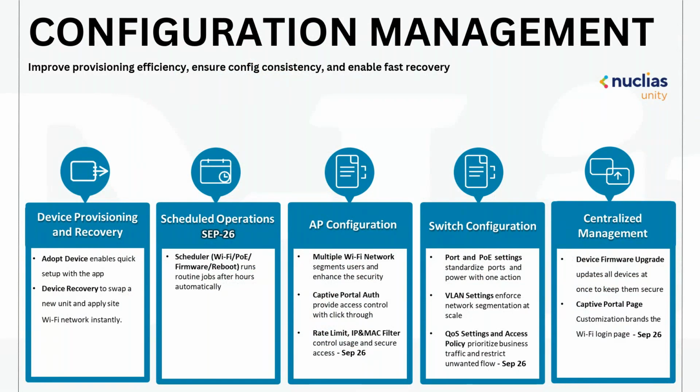Then we have a few things that are scheduled down the line. So Wi-Fi PoE firmware reboots on schedule will be coming in version 2.0. Rate limit, IP and MAC filters will be coming in September, as well as quality of service and access policy, and also building your captive portal login page, customized with your brand. Anything to add on that, guys? I've just covered it very quickly.